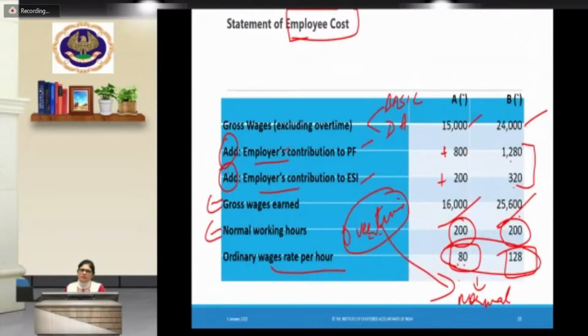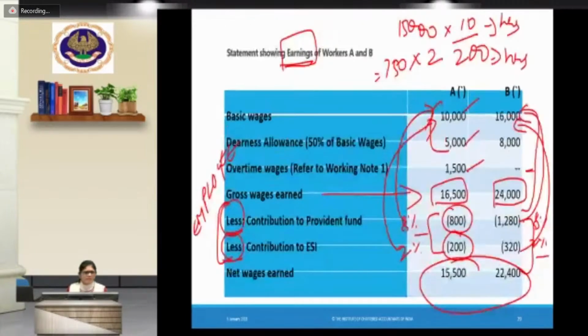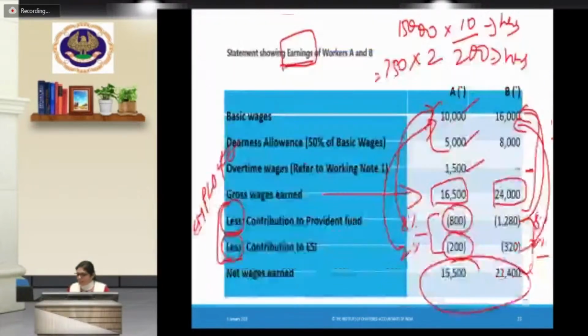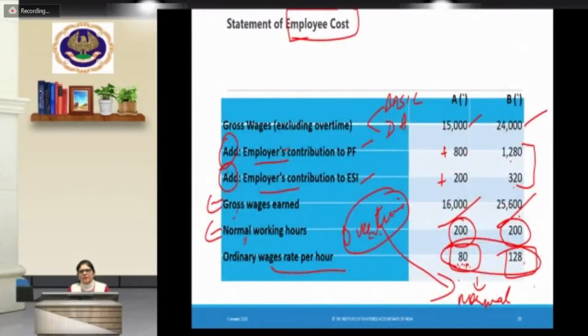So this is the labor cost we have calculated. The point I was stressing is that we always take the gross wages, the normal cost and the normal working hours to calculate the normal rate per hour. Any abnormal thing or any overtime, we never take into consideration to calculate normal cost per hour. Now the third step is that we have to allocate it to the jobs. So 80 per hour and 128 per hour is the cost. Now we have to allocate it to the jobs.